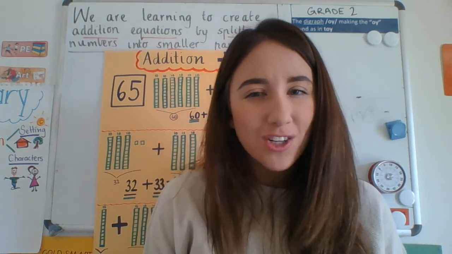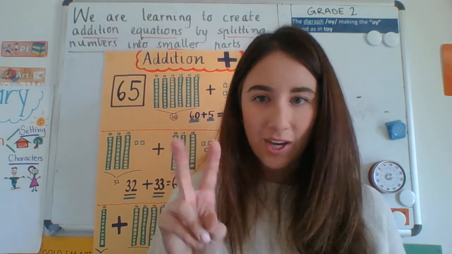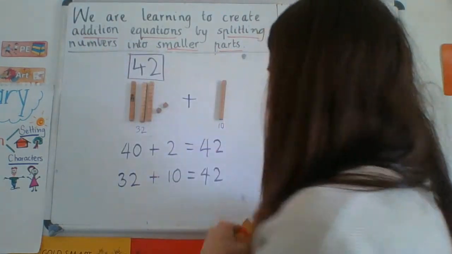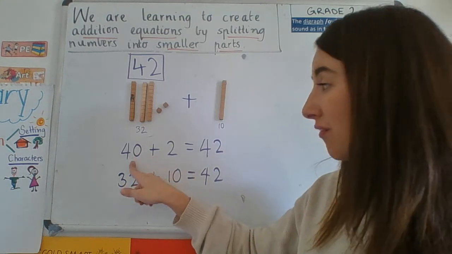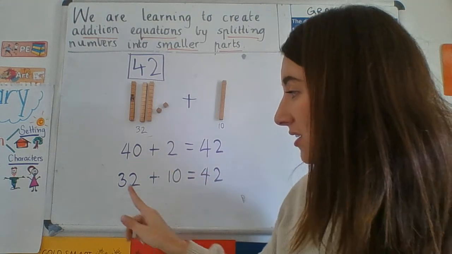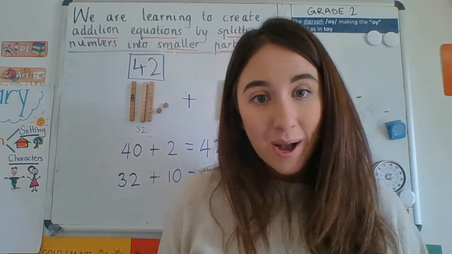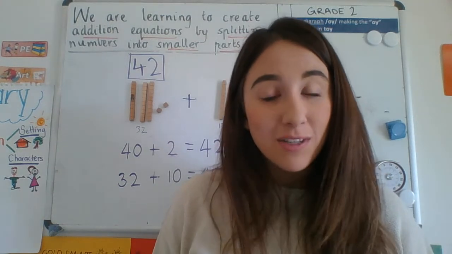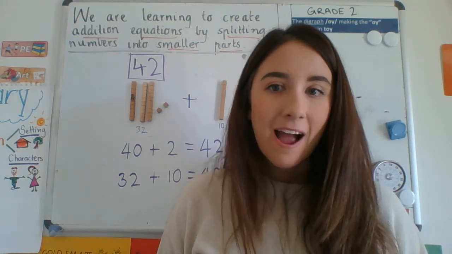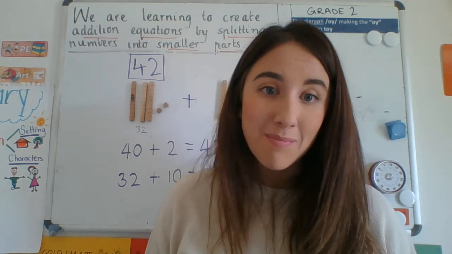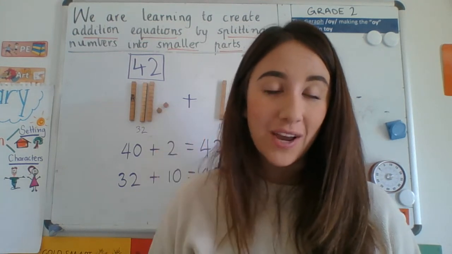Okay, you're going to go off now and make your numbers in 2 different ways. Okay, just like I made the number 42 in 2 different ways. Okay, I did 40 and 2 equals 42, and I did 32 and 10 equals 42. All right. On the next slide in the PowerPoint, there are numbers for you. You're going to use those numbers. Okay, look at those numbers and then split them up and make them in different ways. Okay, try and do 2 different ways for each number.